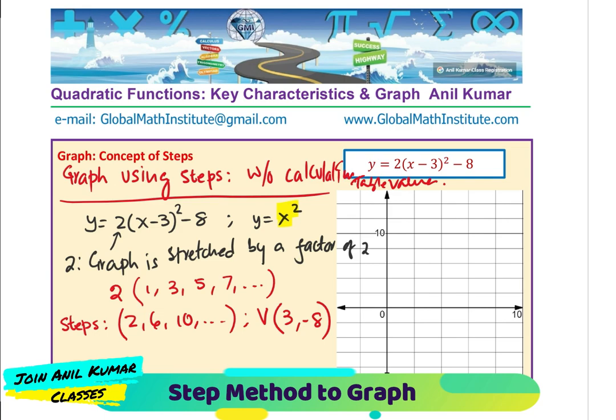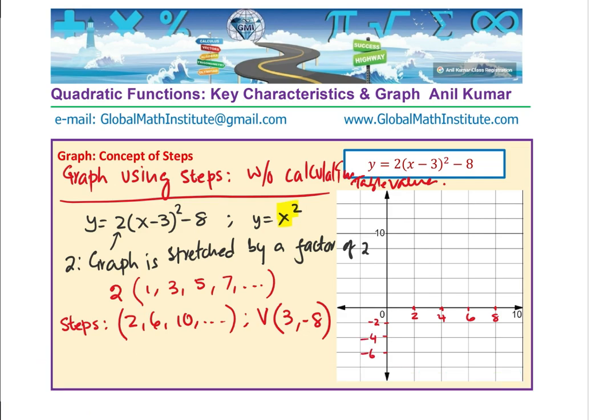So first, as we did last time, we'll identify the vertex. So the vertex is at (3, -8), correct? So at (3, -8) is my vertex. Get the idea. So the first point to plot is the vertex itself, which I've done.